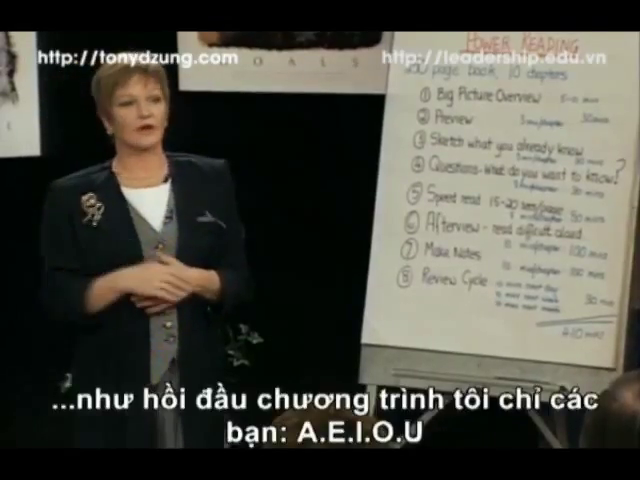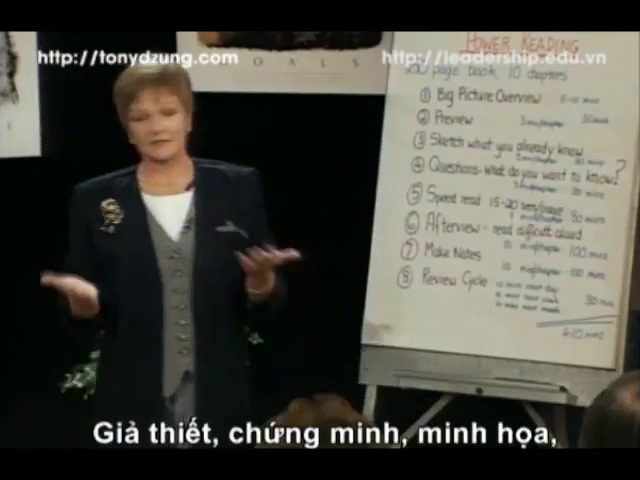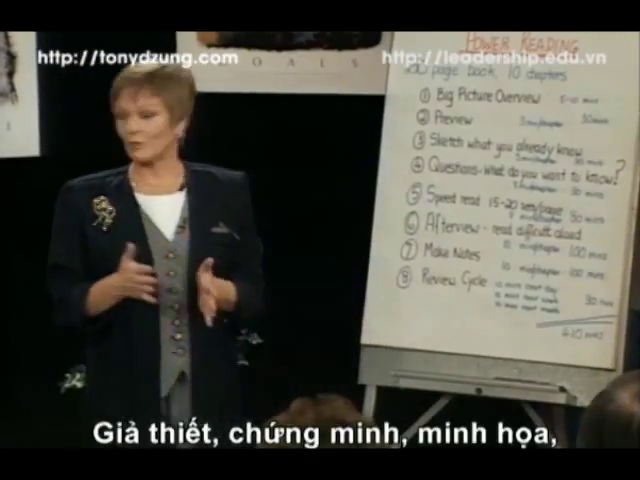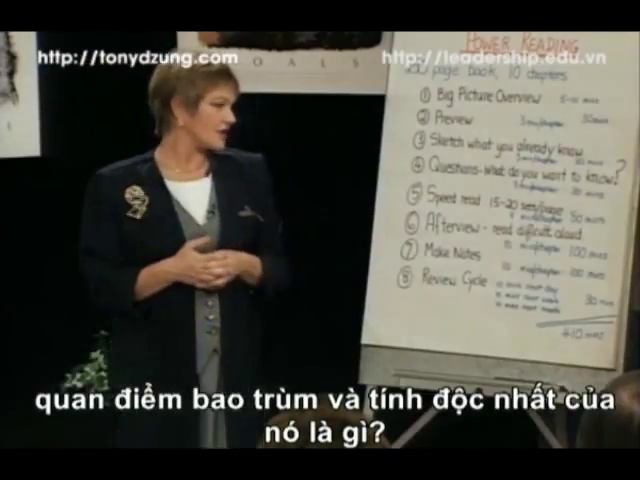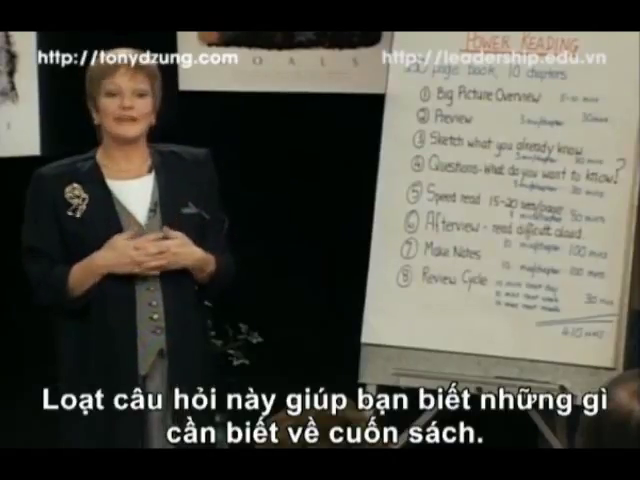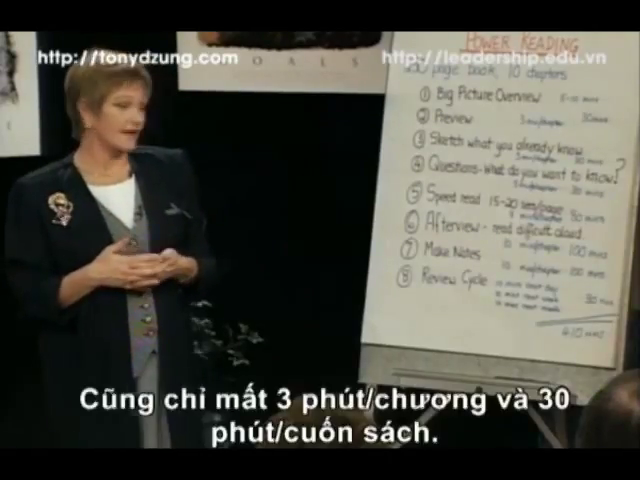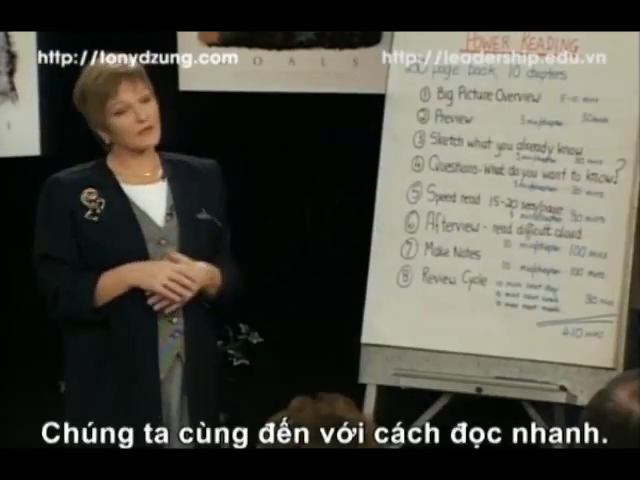And then ask the questions that we mentioned before over on the other board, the A, E, I, O, and U: assumptions, evidence, what illustrates this, what opinions are being drawn, and what is unique about it. Those questions will show you what you need to know about the text. Again, 3 minutes a chapter, 30 minutes for a book.